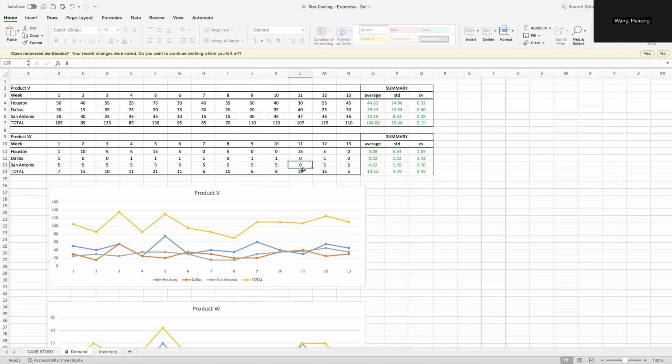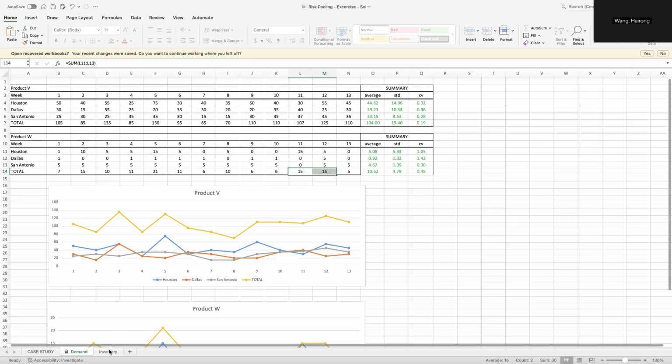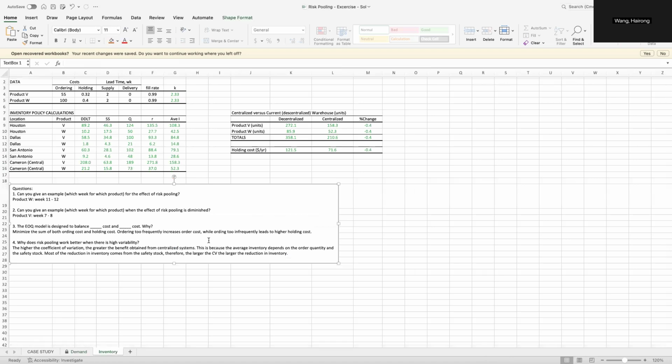So which means if we do not have this kind of centralized warehouse, then it's quite difficult for us to handle the changes. Some locations have increased and some locations decreased. And if we have this kind of centralized location, then the demand does not change from week 11 to 12. So this period can be regarded as an example that can perfectly show the effect of risk pooling.